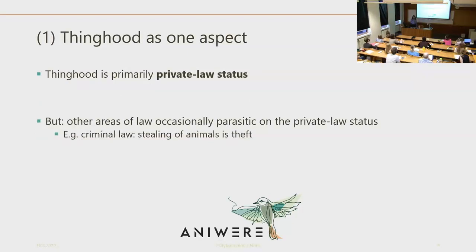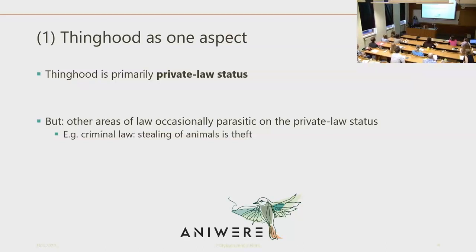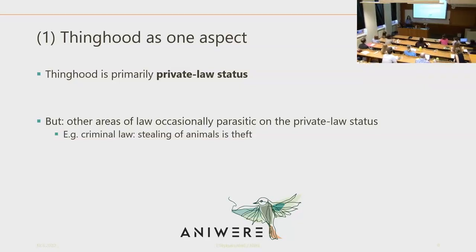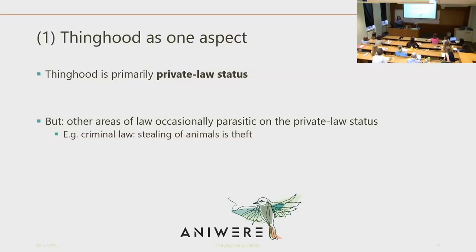Even though I've been emphasizing that thinghood is only one aspect of animals' legal status, on the other hand, it should also be acknowledged that it's a very important aspect. And it's also in a way parasitic, or other areas of law are in a way parasitic on the private law status of animals as things. So for instance, the fact that animals are property is reflected in criminal law in the way that if you steal someone else's animal, you're guilty of theft. So it has these reflections in other areas of law that animals are things in private law. So it's definitely still an important feature of animals' legal status, but it's not the whole truth.